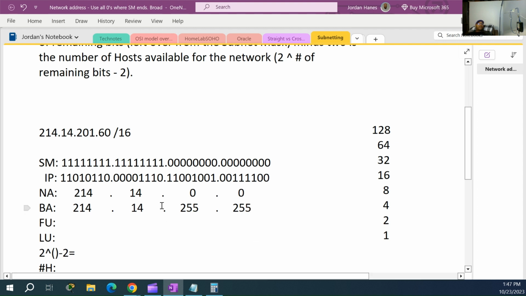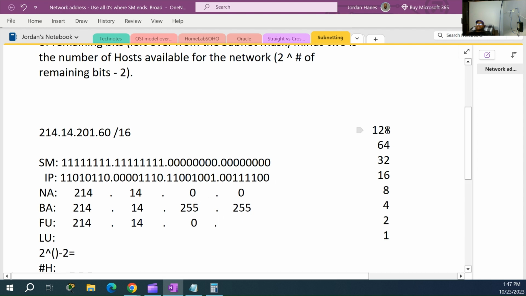Okay. So the first usable host is going to be the first address after the network address. So we're going to copy 214. I'm going to copy 14. And we're going to drop the 0. We're still focusing on the network address, the first usable address.